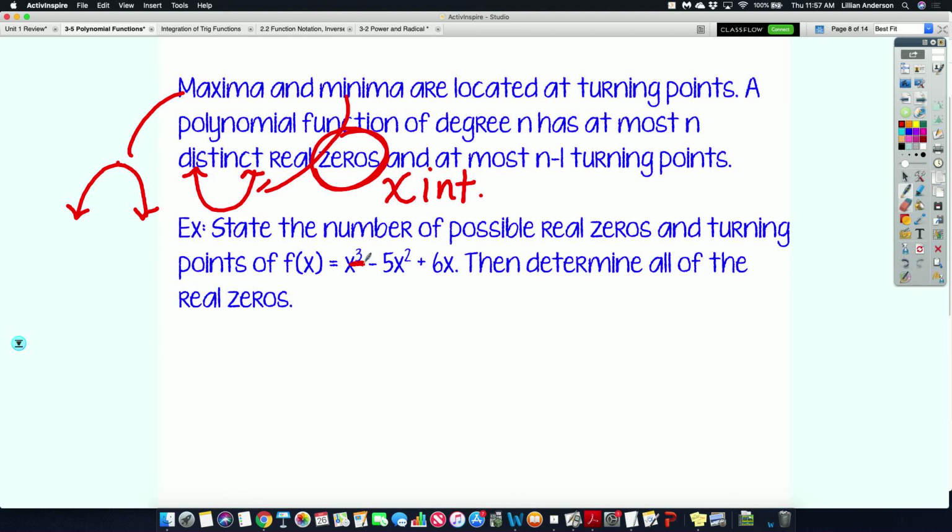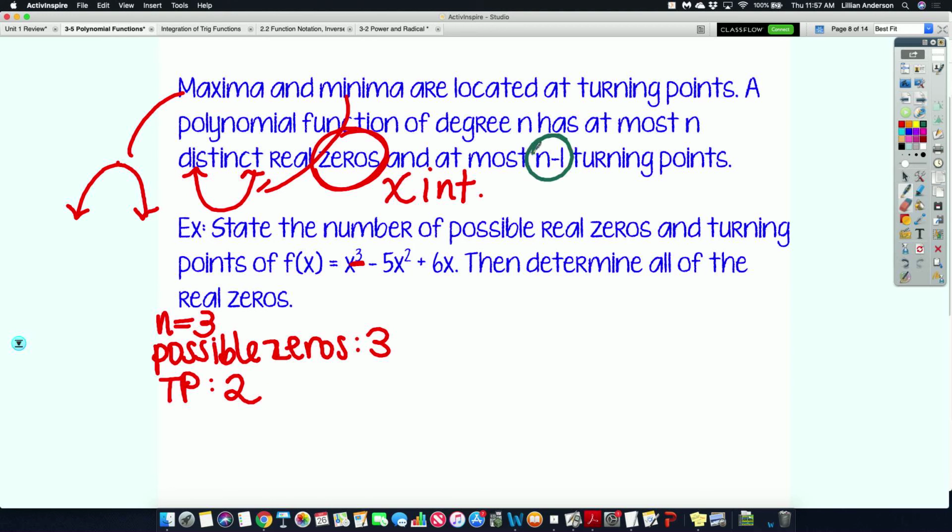It's 3. So because n is equal to 3, that means that we'll have at most how many real zeros? How many? We'll have possible zeros is 3. So we'll have at most n distinct real zeros, so we'll have at most 3 zeros, and then how many turning points? You'll have 2, okay? Because you'll have at most n minus 1 turning points. So at most n real zeros and at most n minus 1 turning points. Okay? So basically the graph again will go from increasing to decreasing or decreasing to increasing.